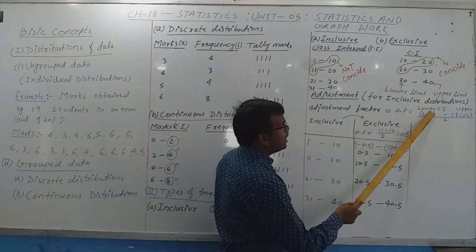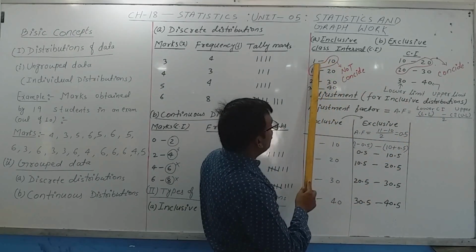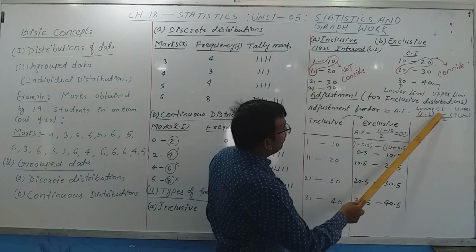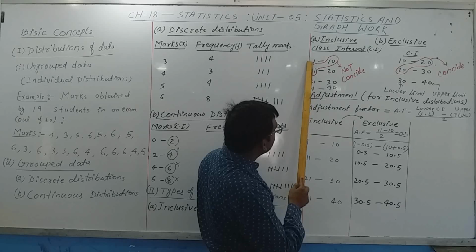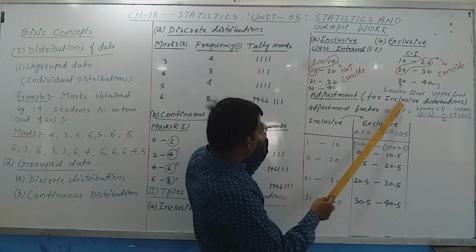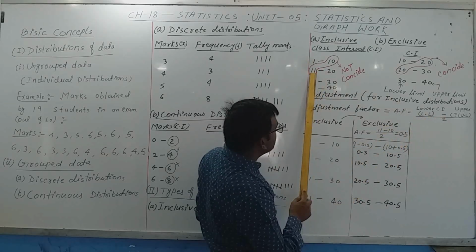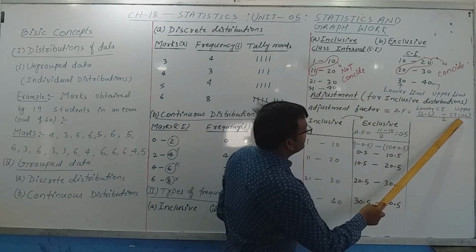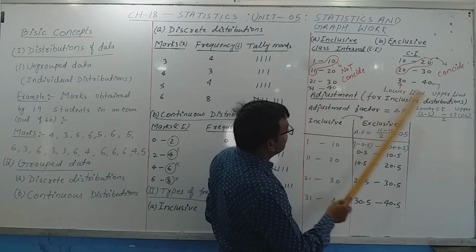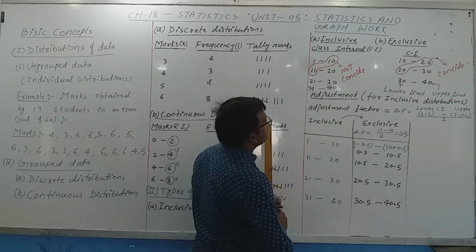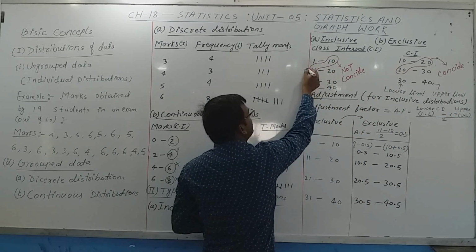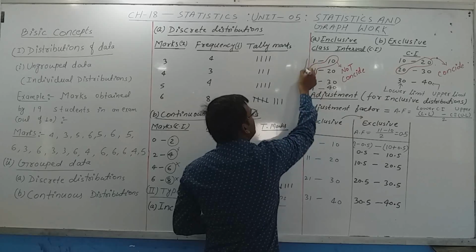So lower class interval of lower limit. This is the lower class interval, this is the upper class interval. So lower class interval of lower limit, that means 11, and upper class interval of upper limit, that means 10. You can consider any two. Choice is yours, these two or these two or these two.